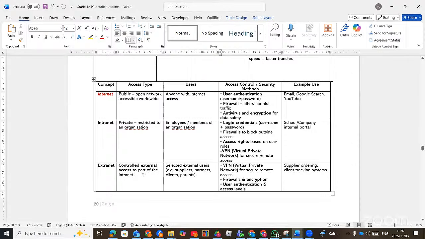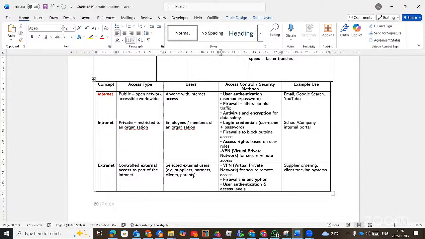Extranet, it is similar to the intranet, but with controlled external access to part of the intranet. In other words, they give certain aspects to external people. Like for instance, the school, selected external users, maybe the parents can have access to maybe ordering uniform and communicating with teachers, or maybe company suppliers can also have access to it.